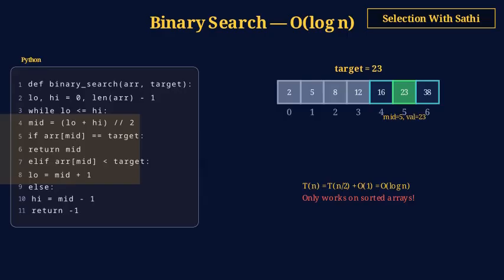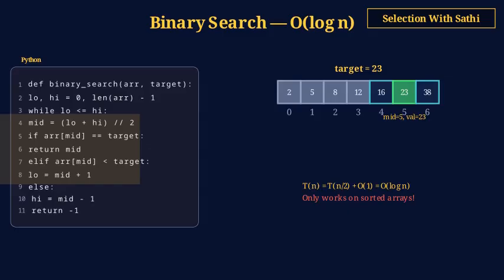Case 1: if d is less than log base b of a, the recursion dominates. T of n equals O of n to the power log base b of a. Case 2: if d equals log base b of a, the work is balanced across levels.